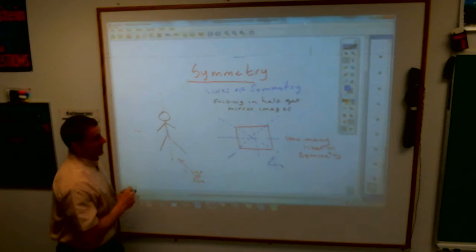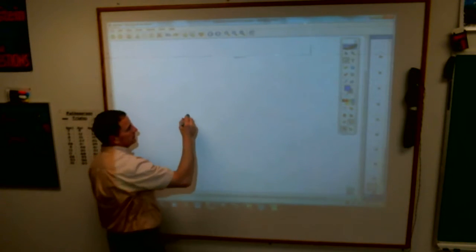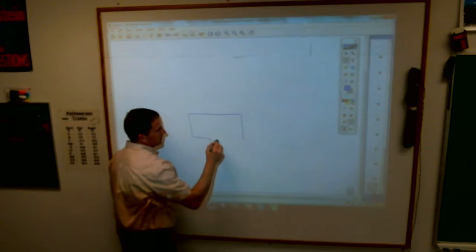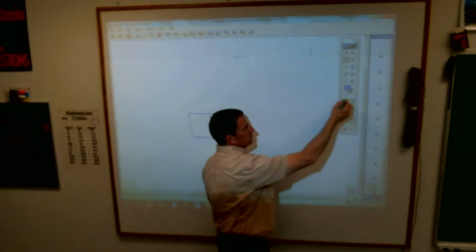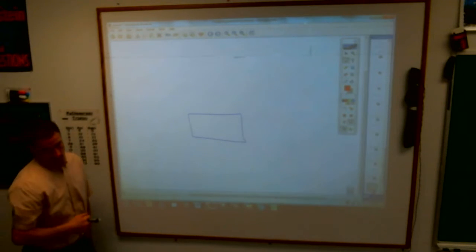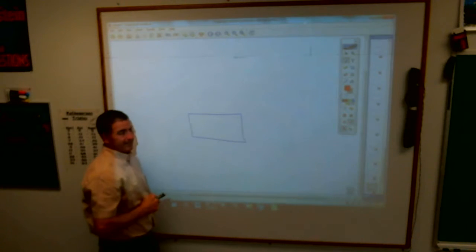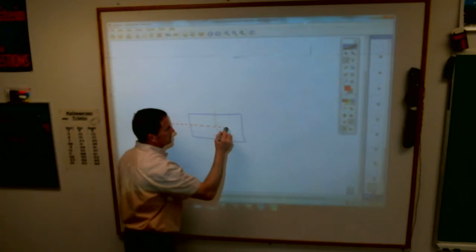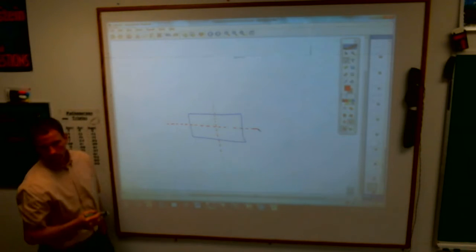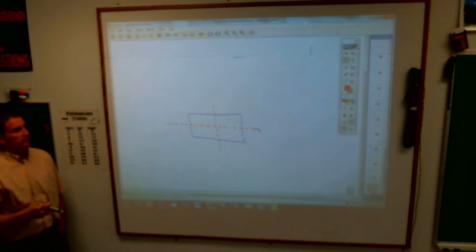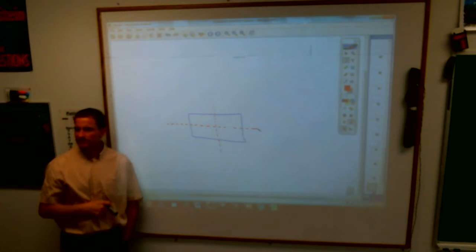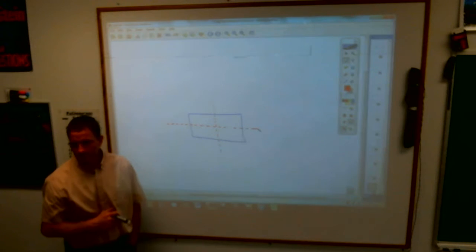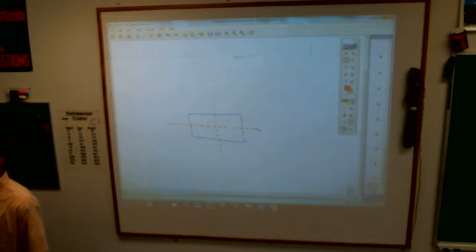But you must be careful with that, because if I asked you how many lines of symmetry a rectangle has, how many do you think a rectangle has? Cassie? Two. Is there more than two? Siller? Three. Where's the third one? Diagonals are not symmetrical on a rectangle? Why not? Don't I get two equal halves? Do I not get two equal halves, Riley?